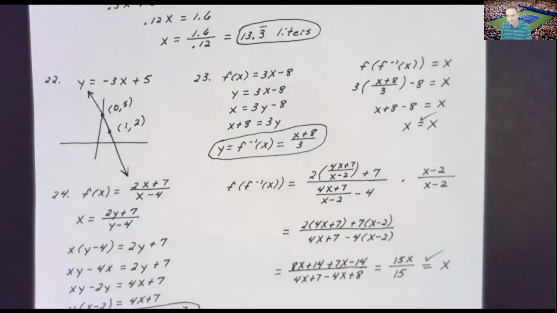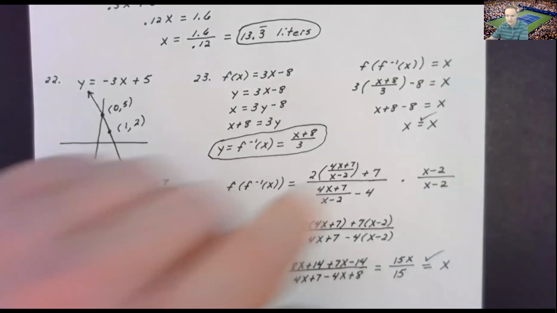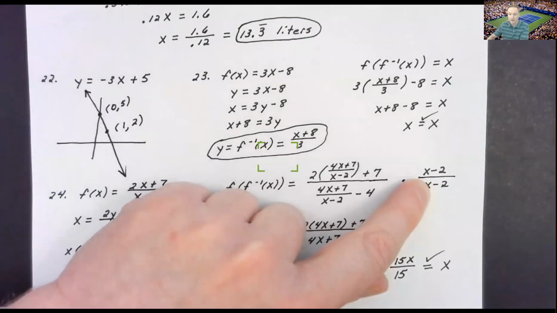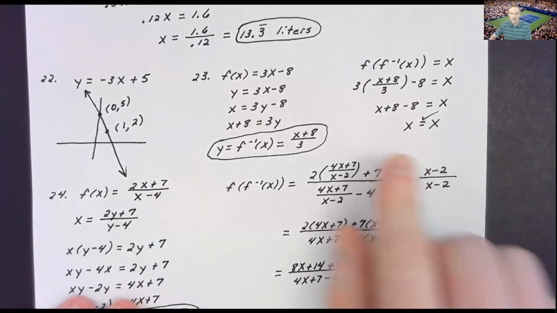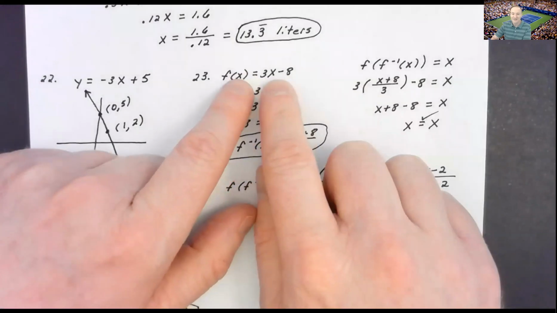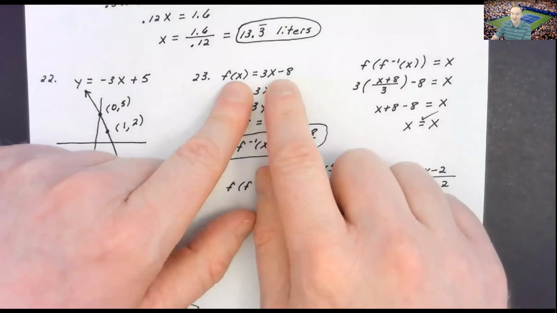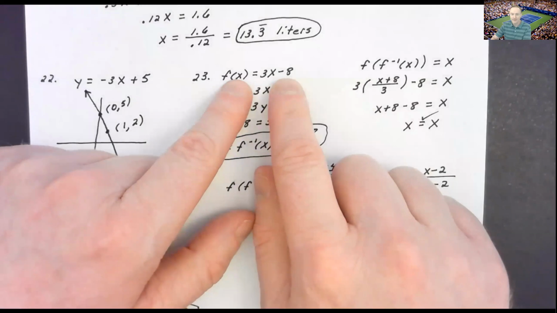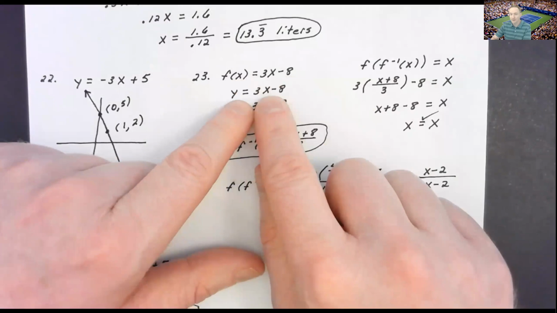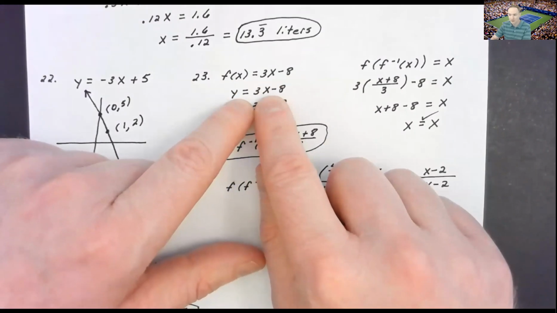In 23, well, in both of these, we're finding the inverse and then proving that our answer is an inverse using a composition. Let me make sure this is not blurry here. I'll do that. There we go, that clears it up. Now, let me also clear up your understanding of this problem. For this first one, it gives you f of x is equal to 3x minus 8. All right, so if I know f of x is 3x minus 8, that's the same thing as y equals 3x minus 8. That's the original equation.